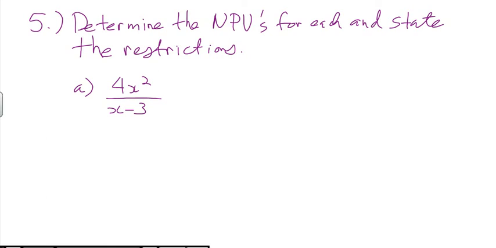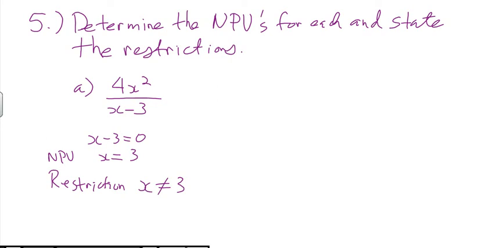0? No. Oh, no, it's 3. So it's the value of the variable that would make the denominator 0. So here's what I do. I want to figure out non-permissible values. I say x minus 3 equals 0, so x is equal to 3. So the non-permissible value is 3. Wait for it. Here's the restriction. So that's the NPV. Restriction: x cannot be equal to 3.